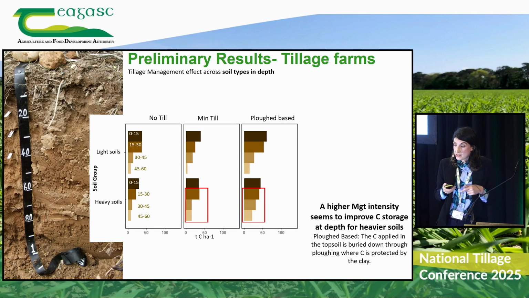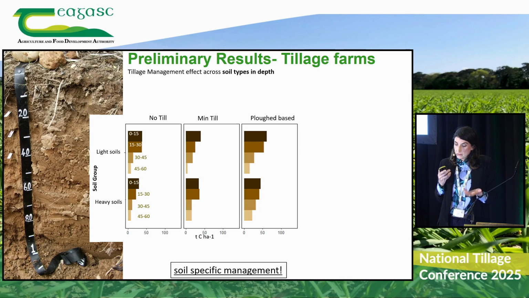If you look at the heavier soil, a higher management intensity seems to slightly improve carbon storage at depth, with more carbon in the deeper layer, possibly due to the fact that in the plough system, the carbon that is applied in the topsoil is buried down through ploughing into the profile, where, as I said before, it is bound by the smaller soil particles, so protected by the clay. So one of the messages that I want to say here is that potentially there is a soil-specific management that needs to be applied.